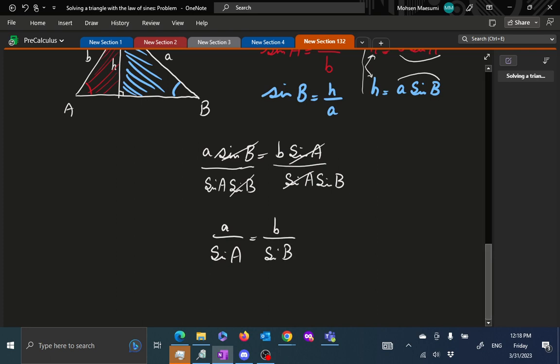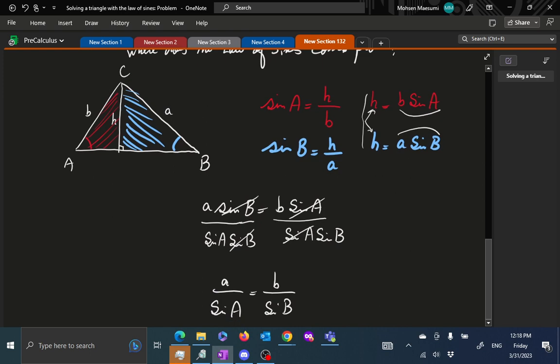Now we apply the principle of symmetry. If this is true between A and B, then it must be true between A and C and between B and C. After all, these corners play the exact same role. So by extension, this is same as C over sine of C. And if you don't believe me, go ahead and drop another perpendicular here and repeat the problem all over again. Okay, so we proved the law of sines. You want to learn that.